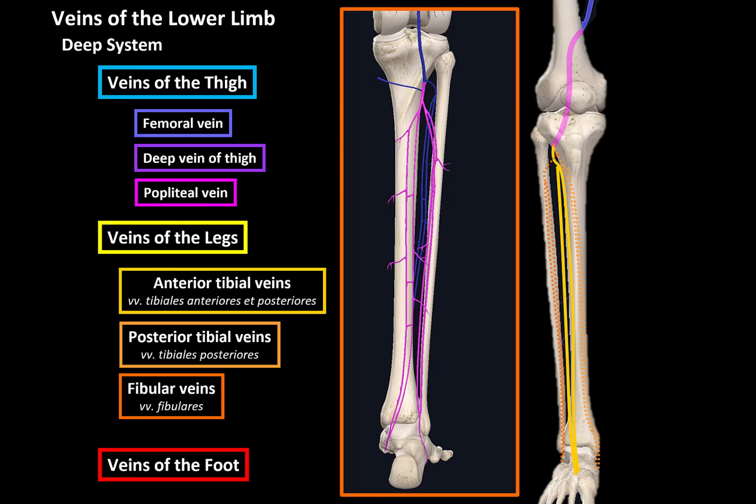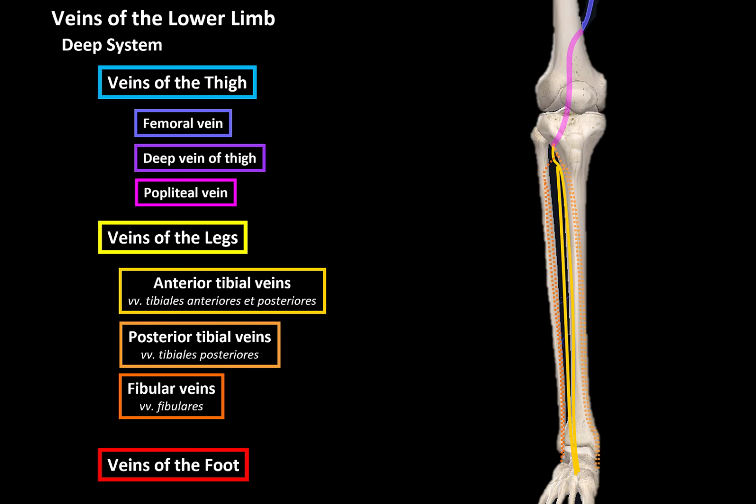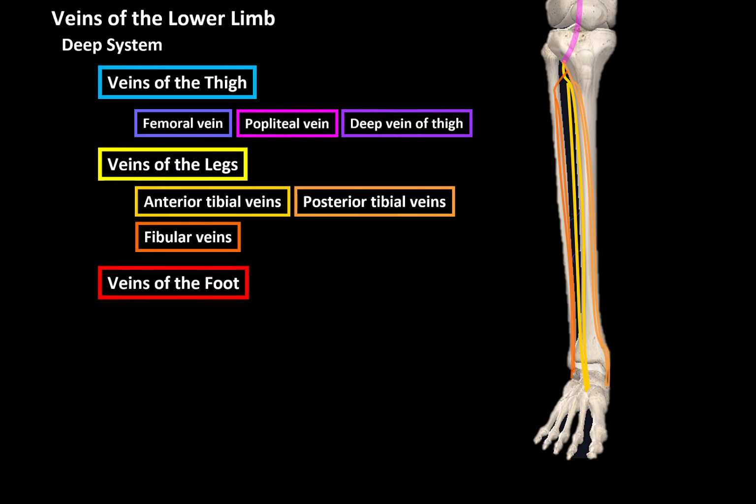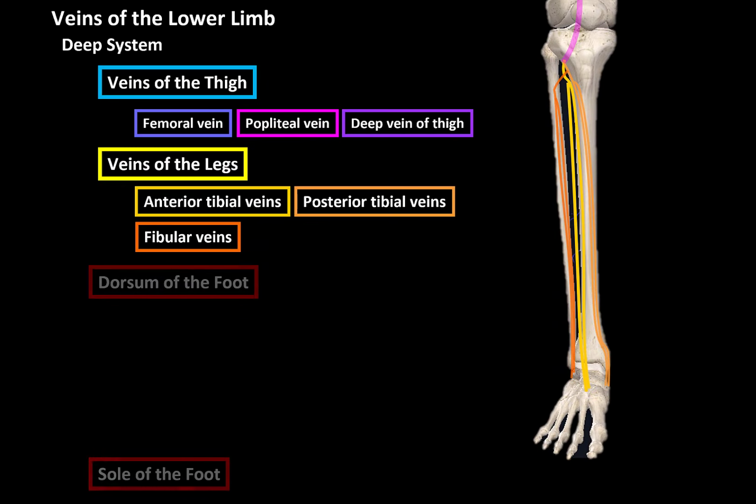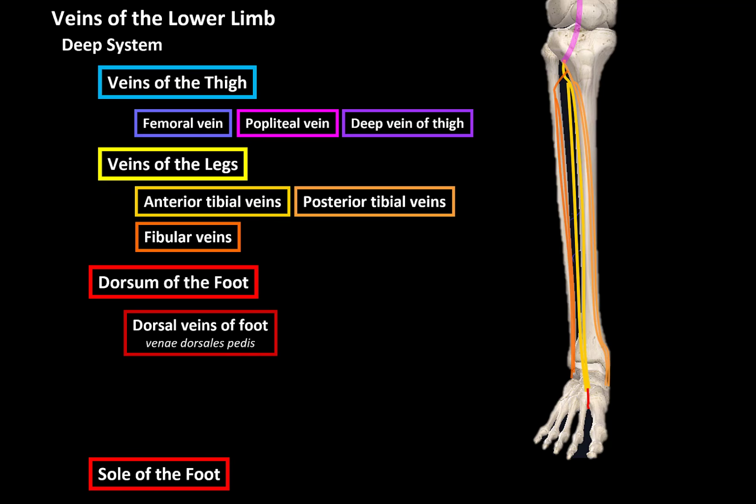Alright, I hope this made a little sense. Now let's go ahead and do the veins of the foot. These veins are very similar to arteries, and we will divide those into the dorsum of the foot and the sole of the foot. On the dorsum of the foot, and now I'm only covering the deep veins or the most profound veins, you will find the dorsal veins of the foot. These veins drain a network of superficial veins on the dorsal side of the foot and pump the blood into the anterior tibial vein. And remember, these deep veins always go together with their corresponding arteries.